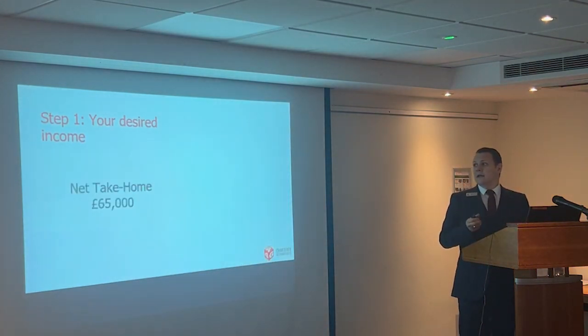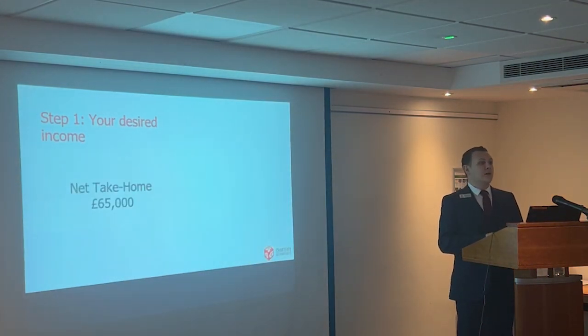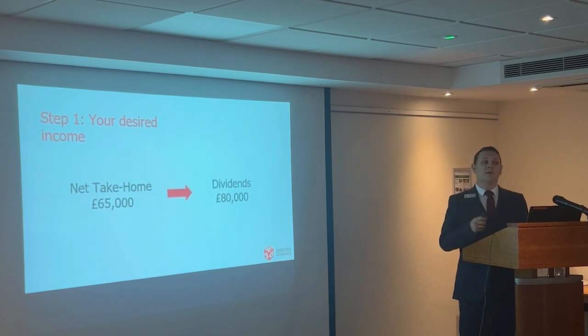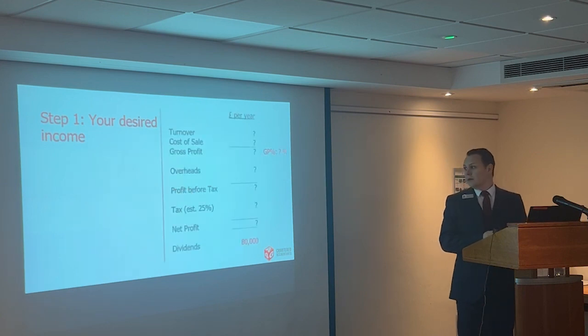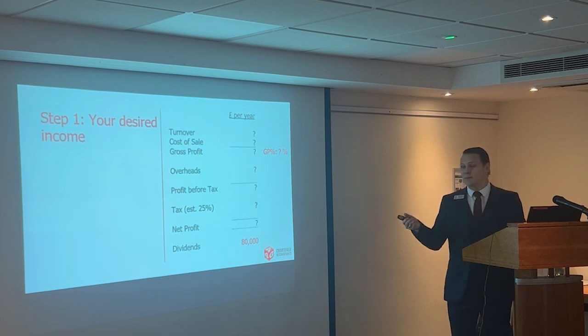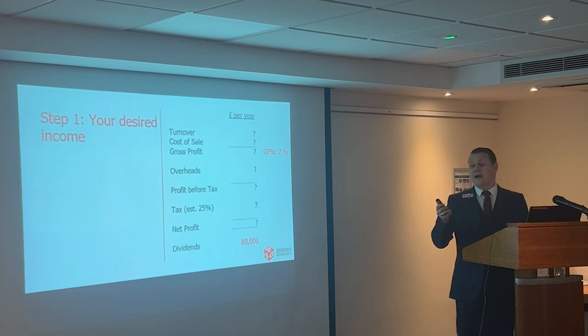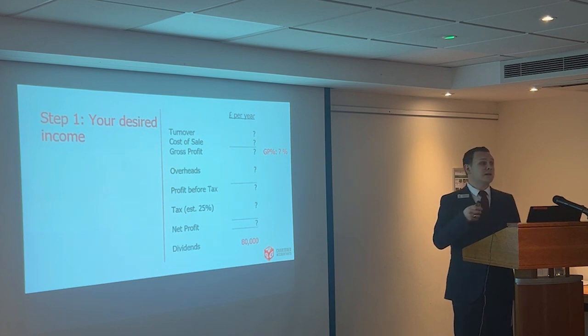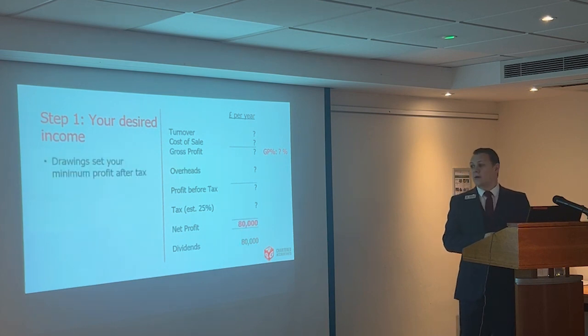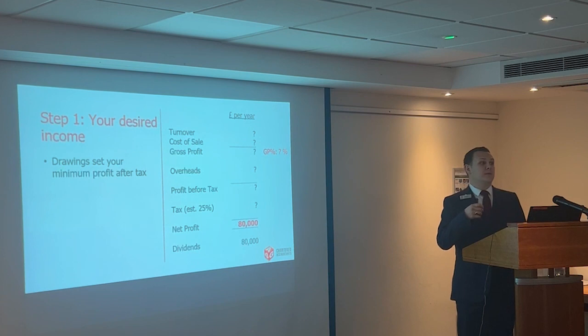So, if we assume you need 65,000 in your pocket, that will mean you need 80,000 pounds worth of dividends in order to meet your bills as they come due. We have 80,000 pounds of dividends. Apologies at the back, hopefully the numbers are big enough. We've got 80,000 pounds of dividends at the bottom here. What that means is we need 80,000 pounds worth of net profit in order to pay those dividends out and have the retained earnings we need.